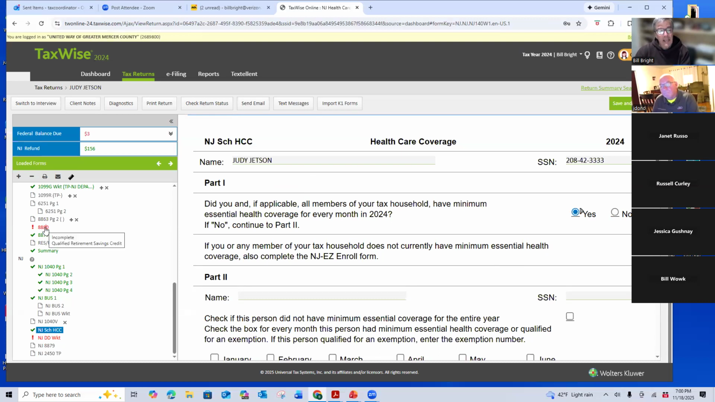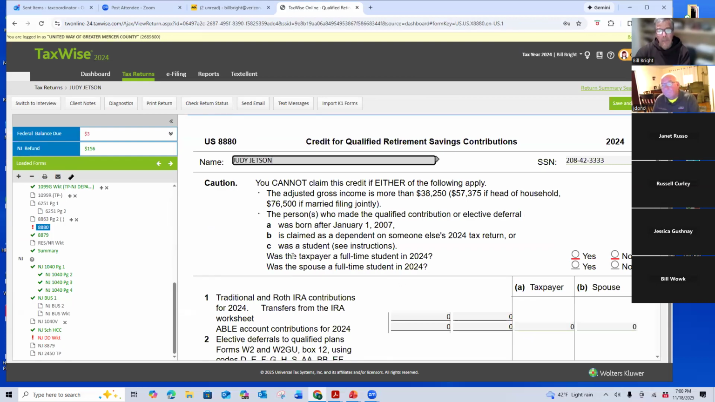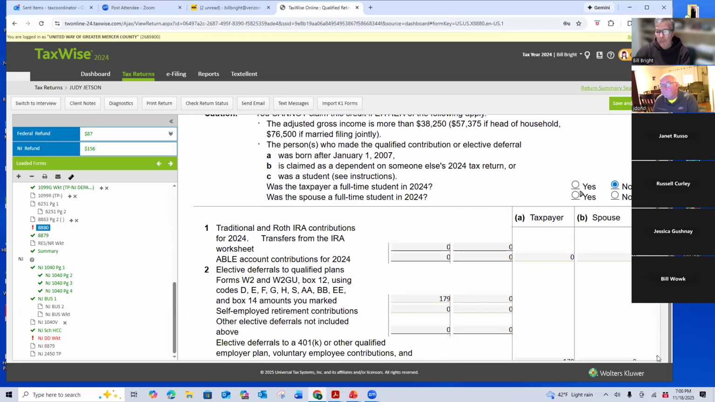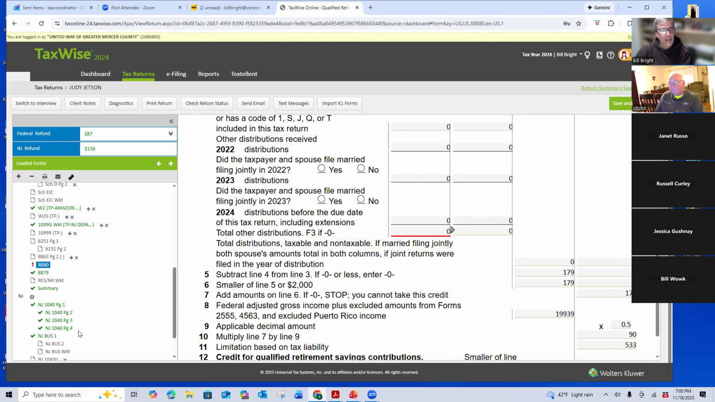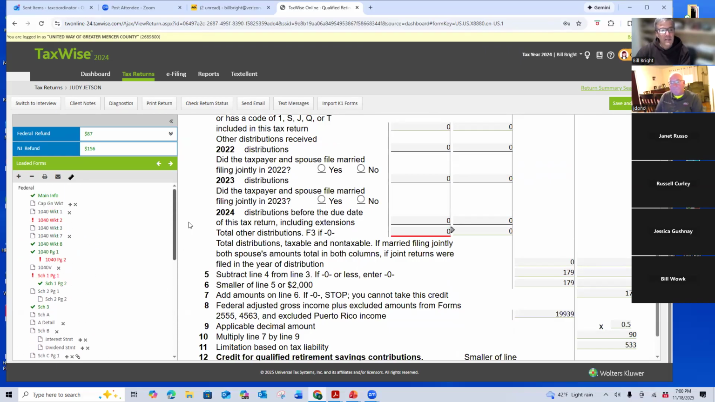Now, here's the 8880 for the credit for retirement savings. Was she a full-time student? No. So that should get rid of that, I think. Oh yeah, was there any other distributions? And she didn't have anything. So based on with the credit that she got, okay, looks like she's ready to go. She's going to get a refund of $87 and $156 from New Jersey. And that's kind of in a nutshell, kind of how this thing works.